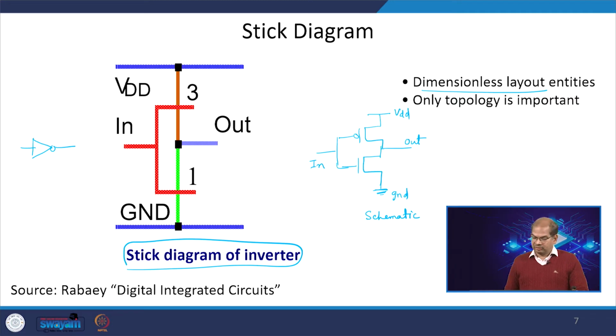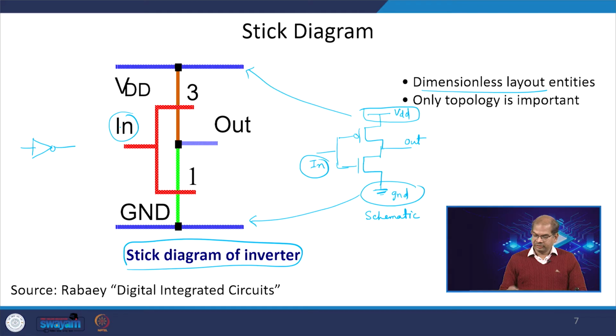Here we have a VDD line. Similarly, one ground line is there, one track assigned for the ground. This is the in pin, and in is connected to the gates of the transistors. This red line says that both the gates of the NMOS and PMOS transistors are connected. These are the gates.